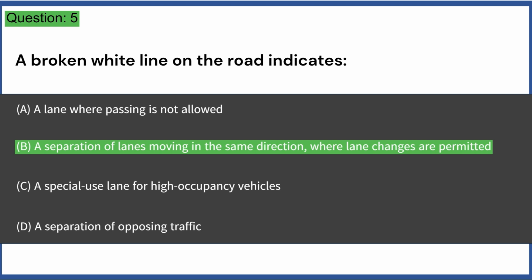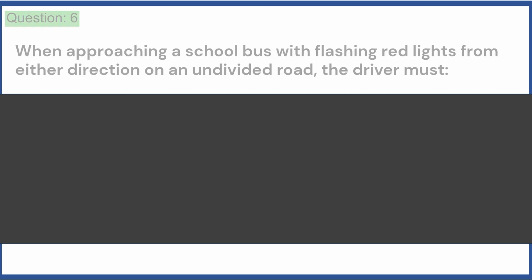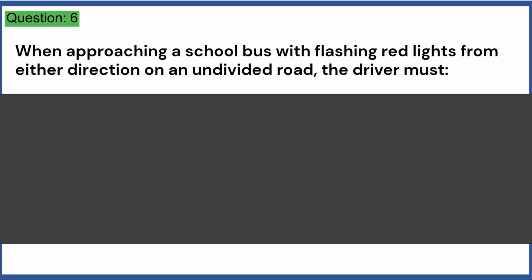Answer: B. A broken white line separates lanes moving in the same direction and indicates that drivers may change lanes when safe. When approaching a school bus with flashing red lights from either direction on an undivided road, the driver must A. Slow down and pass cautiously.